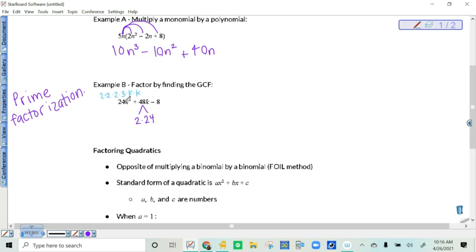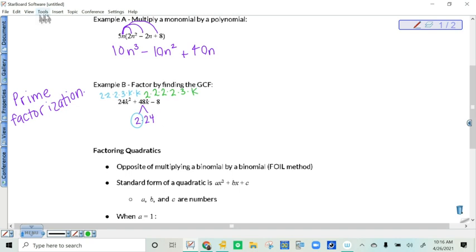So what I can do is 48 just becomes 2 times 2 times 2 times 2 times 3, right? So let's do that in a different color so we can differentiate. So 2 times 2 times 2 times 2 times 2 times 3 times k.